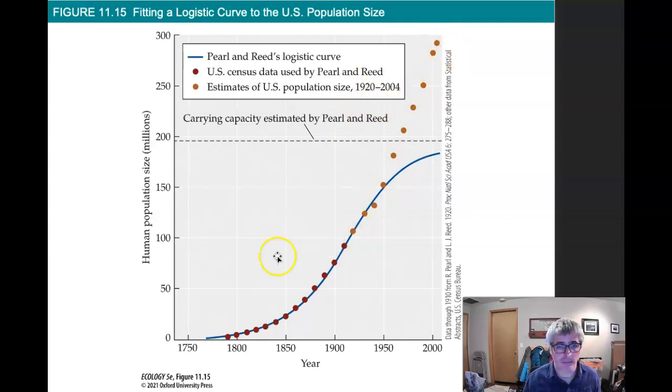What they didn't predict in the paper, which was published in 1920, is new technology. So as we develop both new technology as well as importing food from other areas, we've yet to become resource limited. So right now resources are not limiting our population growth.